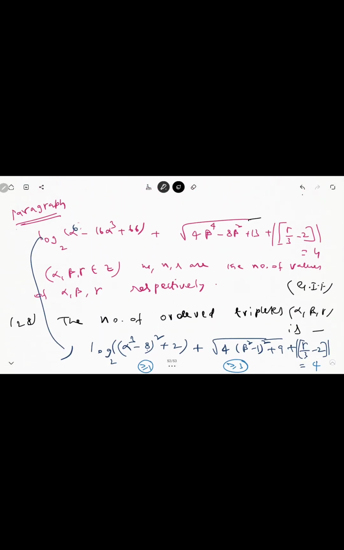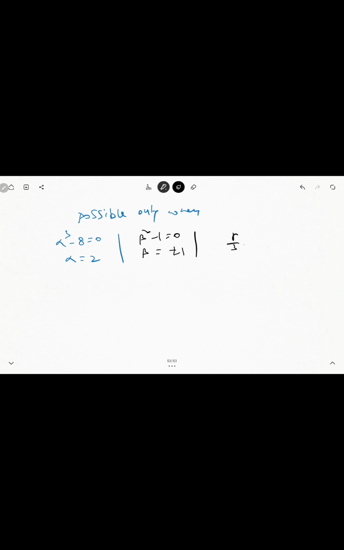So possible only when alpha cube minus 8 equal to 0. So alpha is 2. What is the next case? Beta square minus 1 equal to 0. So beta equal to plus or minus 1. I mean 2 values for beta. Next one, tell me, this box must be 0. This box must be 0 means gamma by 3 minus 2 should lie between 0 to 1.